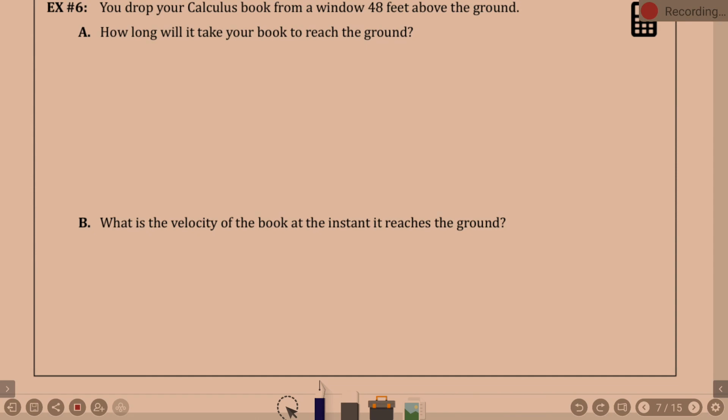You drop your calculus book from a window 48 feet above the ground. How long will it take your book to reach the ground? And then what is the velocity of the book at the instant it reaches the ground?